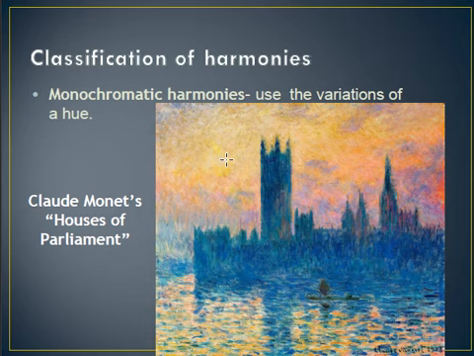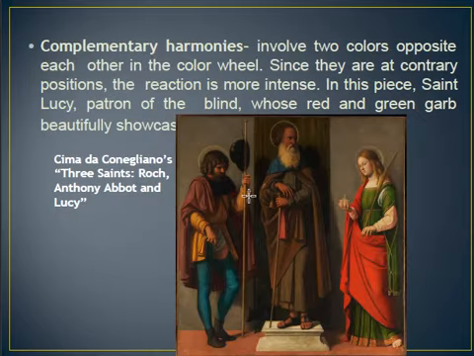Now, there are different classification of harmonies that we have. First is monochromatic harmonies. Ito ay different variations of hue or parang different colors. Yung pinagsasama-sama. So, this painting is the Houses of Parliament by Claude Monet. Yan. Makikita nyo na different colors yung ginamit. We have here parang greenish na medyo black. And then the light color here, red, yellow, and white. Yan po, monochromatic.